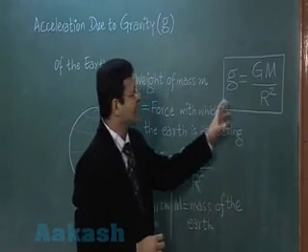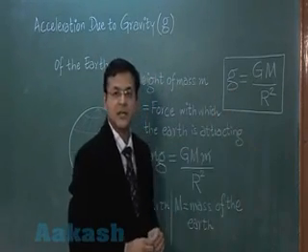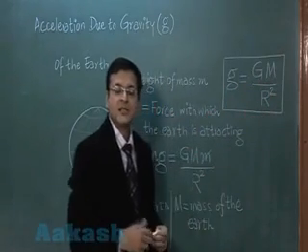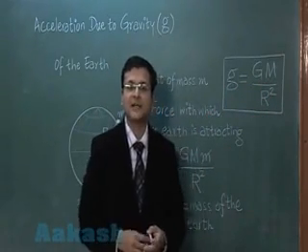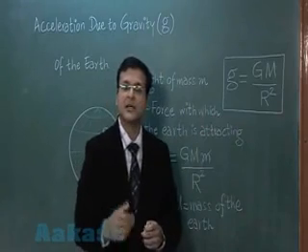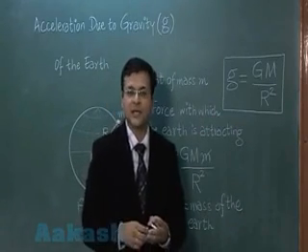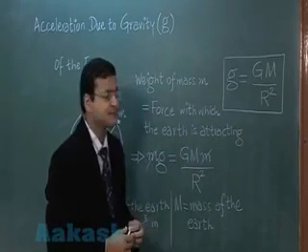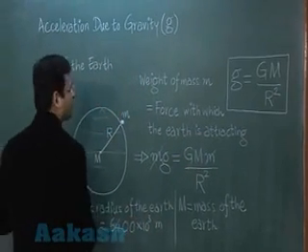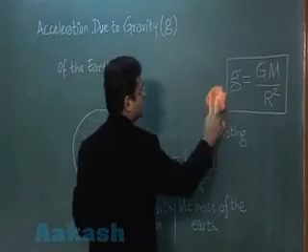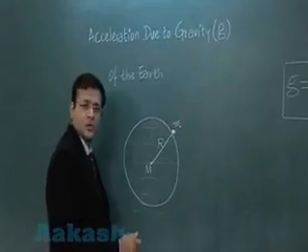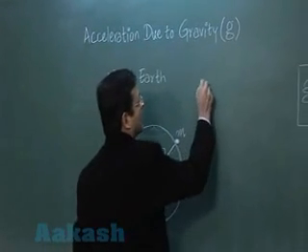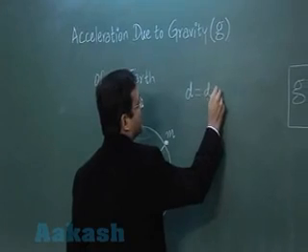Now, so long as the practical aspects of this small g are concerned, right now I have written it in terms of mass and radius. Sometimes you are expected to express this expression in terms of the density of the material. So how will you express this in terms of the density of the material? Assume that the density of the Earth is D. D is the density of the Earth.